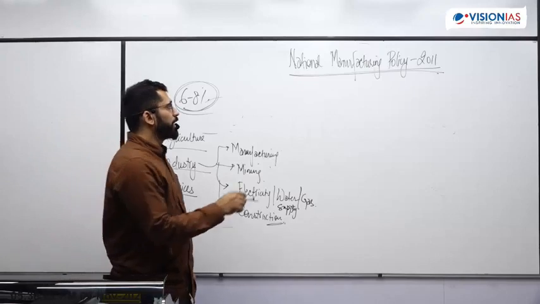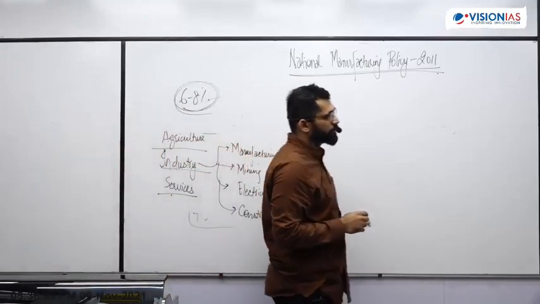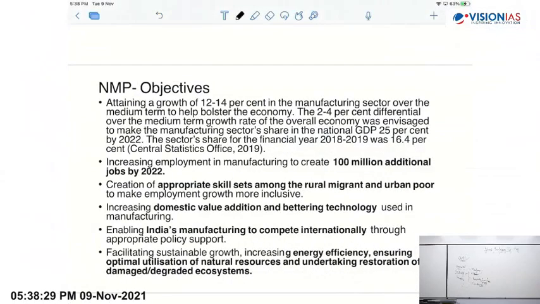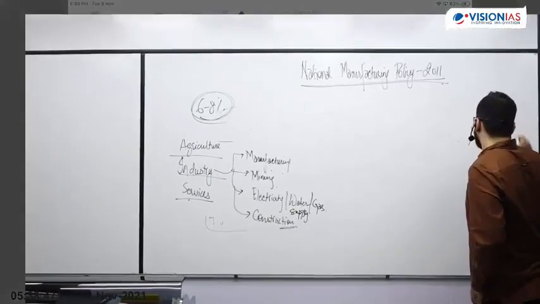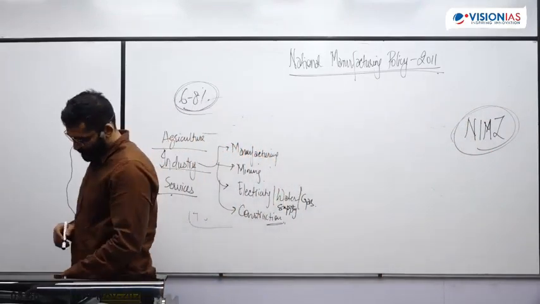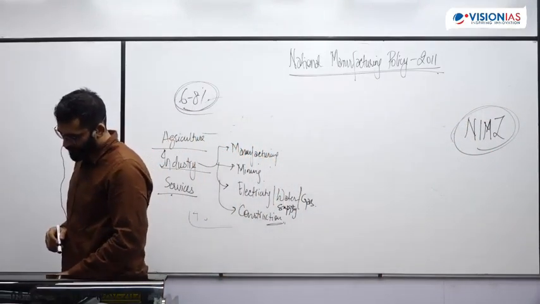So there we started with the National Manufacturing Policy in 2011. You can see what exactly it is trying to do. Here a few things are important. You should know the objectives broadly. This PPT will be uploaded, but still an overview of the objectives. It included certain new things such as the NIMZ, the National Investment and Manufacturing Zones.